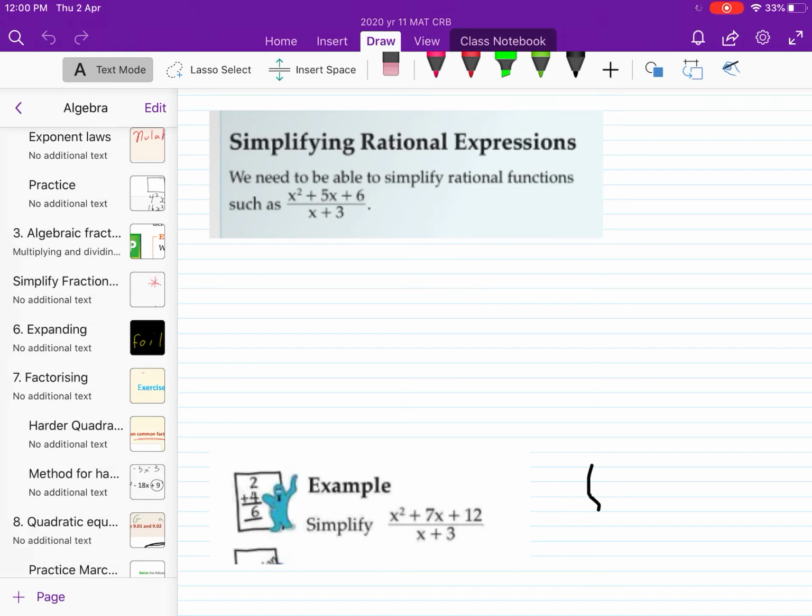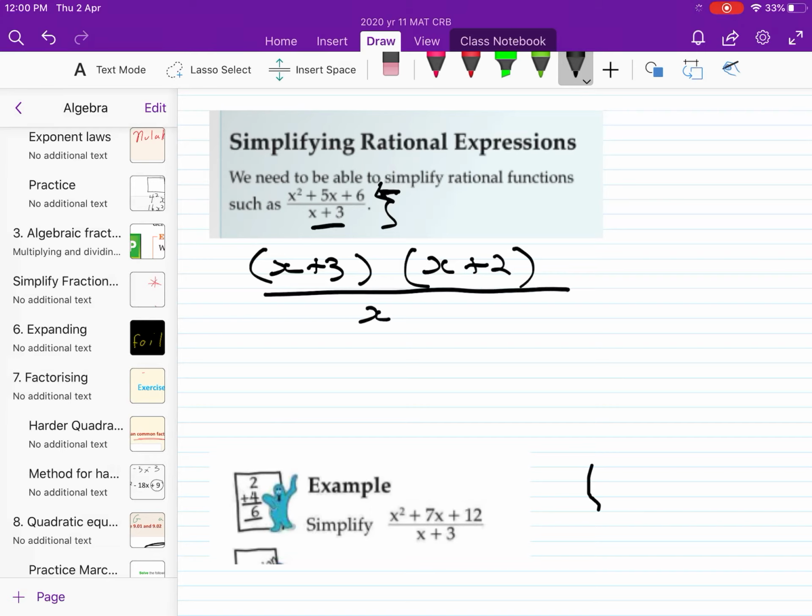So we're going to start with simplifying, which is kind of the easier thing to do. So here's our question. We need to simplify this rational function, and you'll notice that we've got a quadratic on the top and a denominator on the bottom of x plus 3. And really it's not that hard if you know how to factor. So the mechanism for this is we're going to factor the top. x squared plus 5x plus 6 will factor to (x plus 3) times (x plus 2), all over x plus 3.